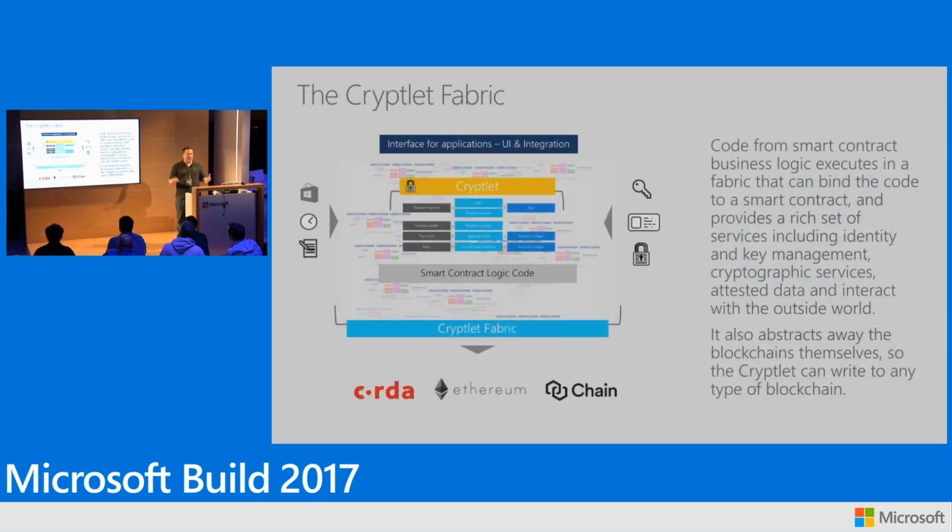So the cryptlet fabric is this framework, which I'll go into much more detail on Friday, that essentially gives you the ability to have, at the data tier, any number of different types of blockchains. I've got 3 of the most popular categories. There's more in there. Ethereum. There's also an enterprise Ethereum version called Quorum that has been released. Chain, Corda, Hyperledger Fabric. There's a whole bunch of them.